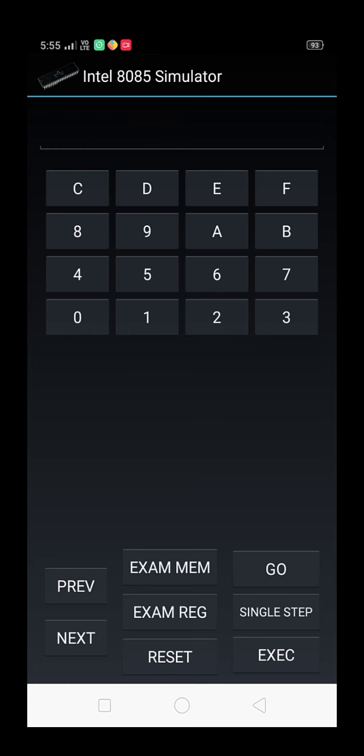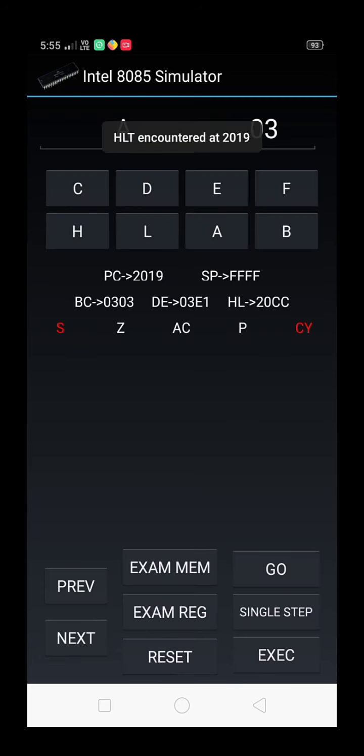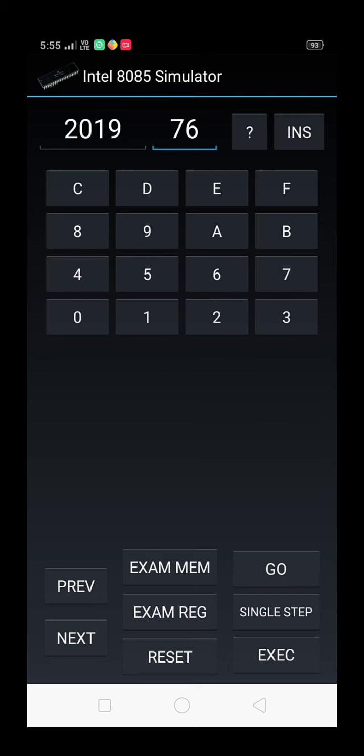Then reset and execute the program. This is the ending of the program, 76. Now we execute this program. Reset, go, feed the memory location from which we start the program, 2000, and execute.